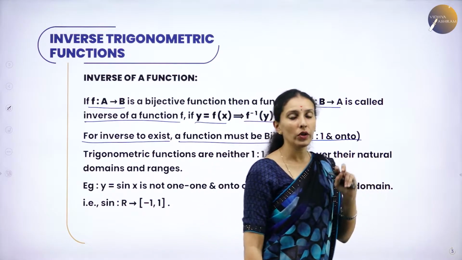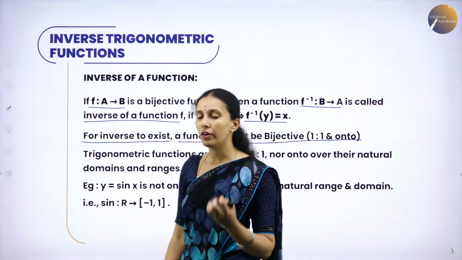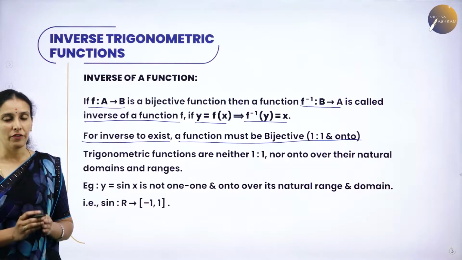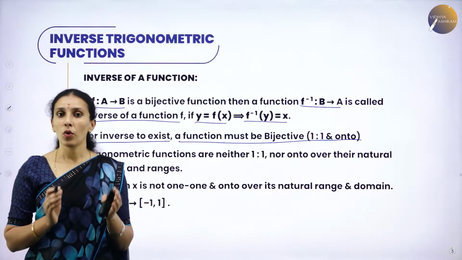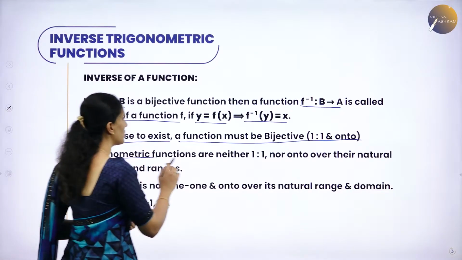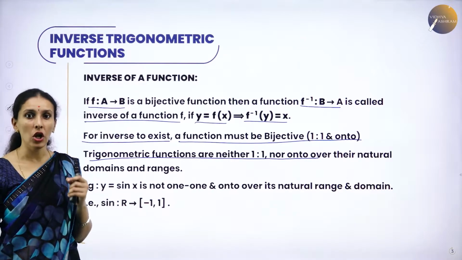So we already know that if a function satisfies both the one-one and onto conditions, then we call it a bijective function. All bijective functions have inverses. But what about trigonometric functions here? Trigonometric functions are neither one-one nor onto over their natural domains.